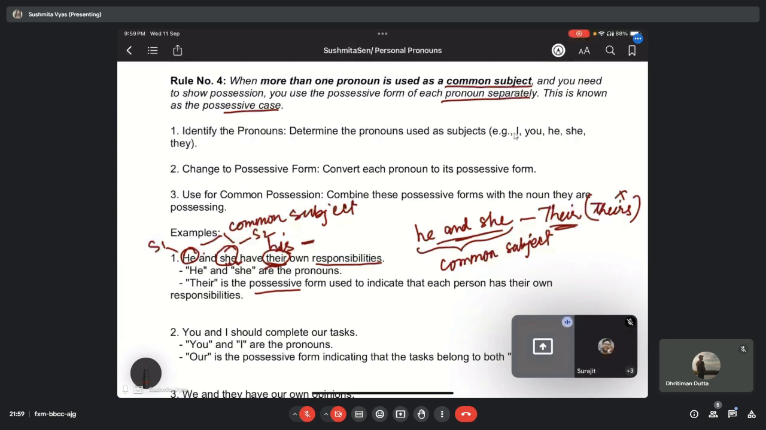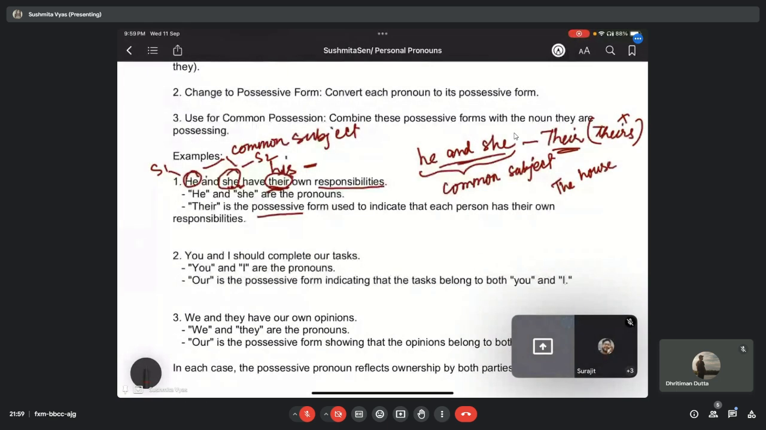Theirs will be used when, suppose, the house is there or theirs. In this statement, which is correct? The house is there or the house is theirs?